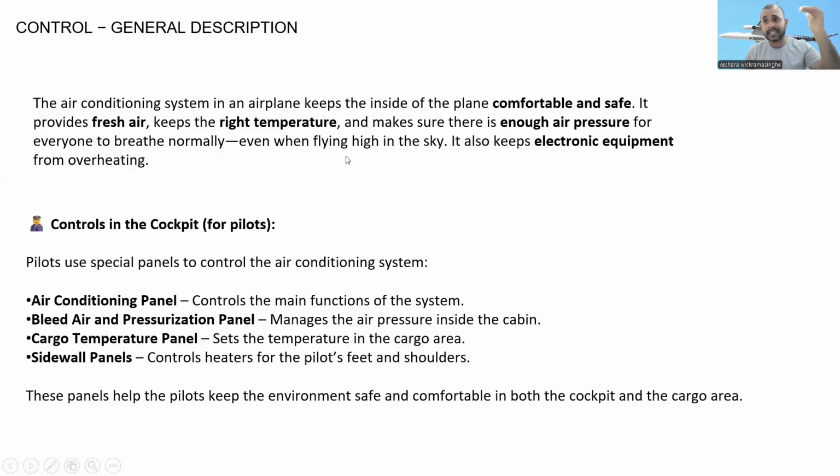If you fly high in the sky, at some altitude, I mean more than 10,000 feet, you cannot breathe normally. Why? When the altitude gets high, the pressure is lower. So even when flying high in the skies, it has to keep enough pressure inside the cabin. And it also keeps electronic equipment from overheating.